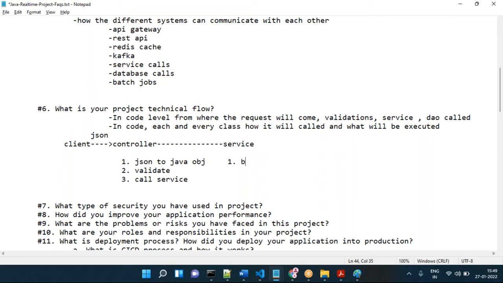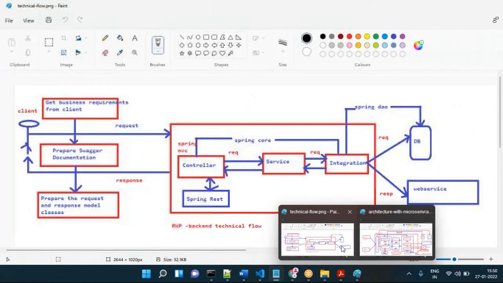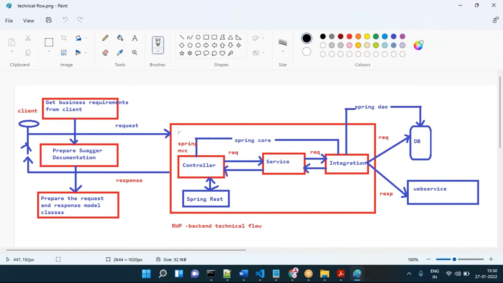Here we are performing some business logic, team, what kind of business logic and so on. Once all is okay, call from service to DAO. DAO will call the database. Understood, team? See how your technical flow is. The technical flow means, according to the client requirement, the client will give the business requirement. According to the business requirement, prepare the Swagger documentation. According to the Swagger documentation, prepare the request and response model classes. Once you have the model classes, the request goes to your controller.